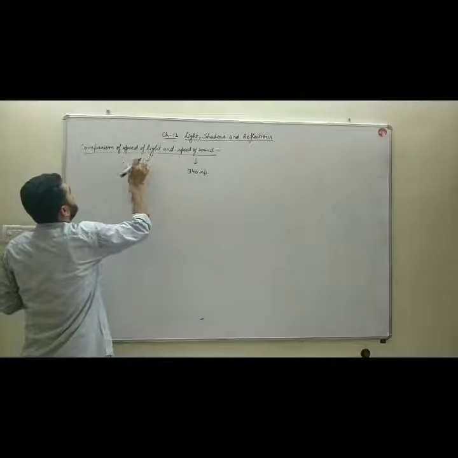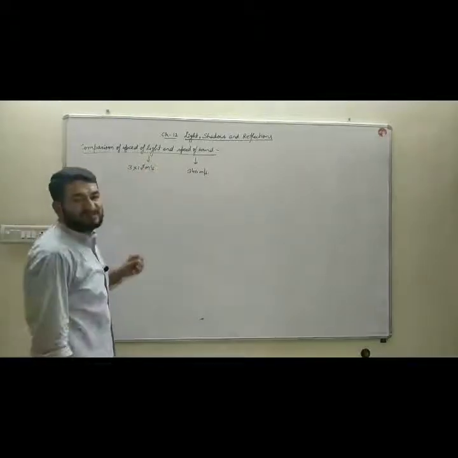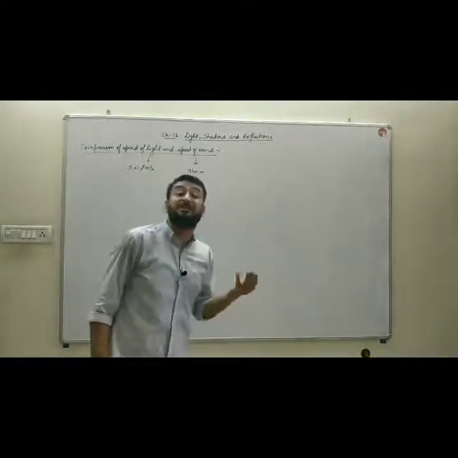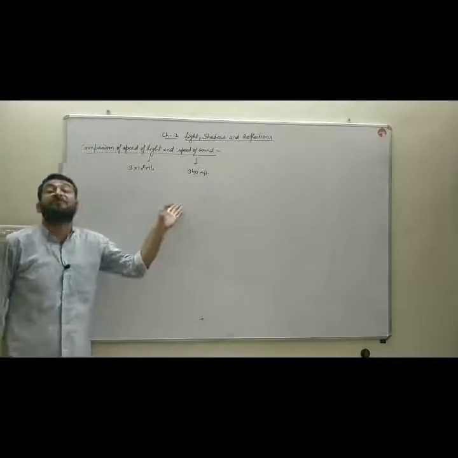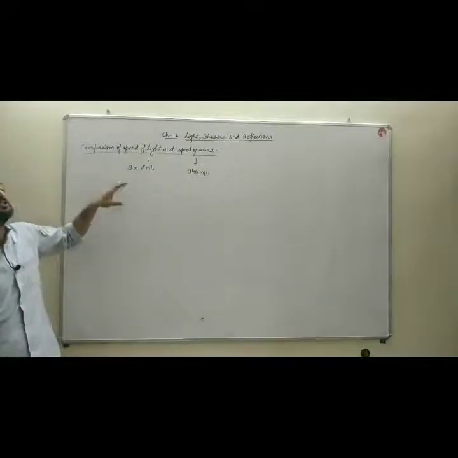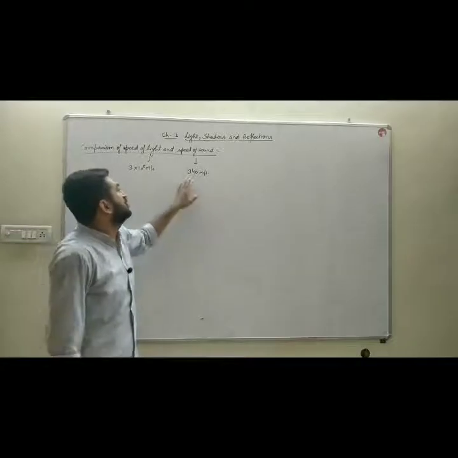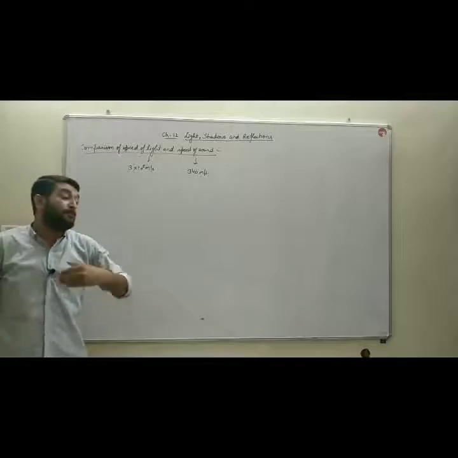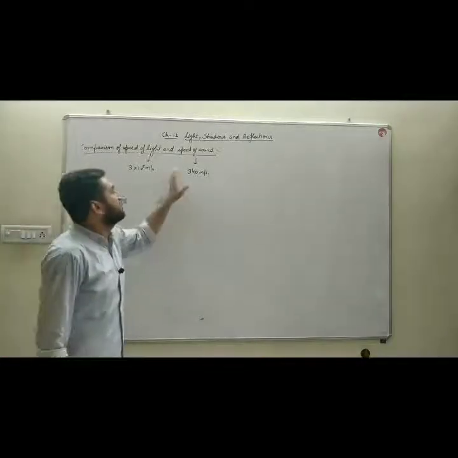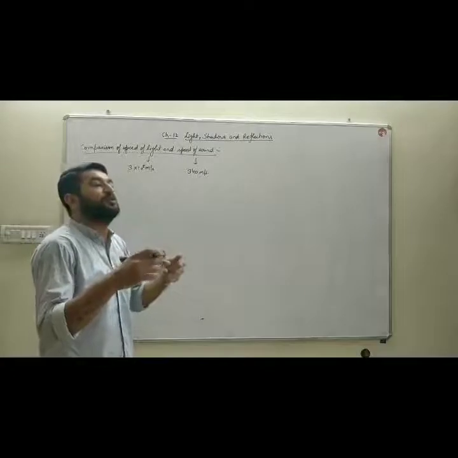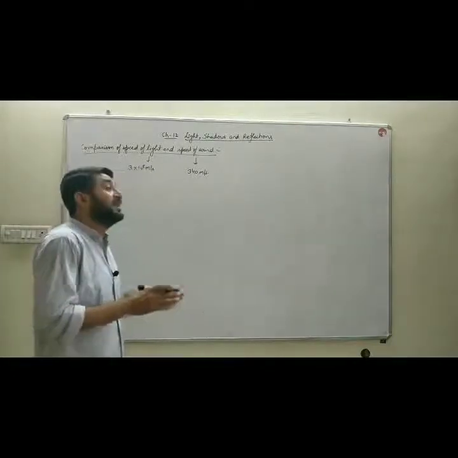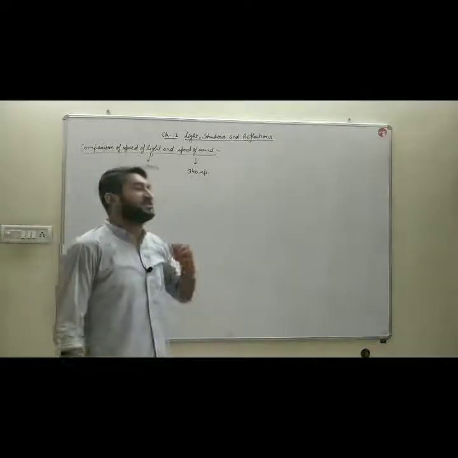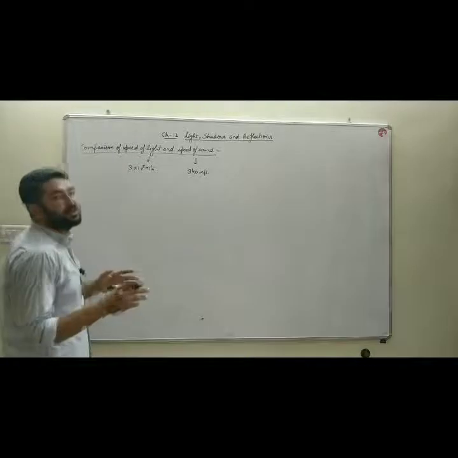Speed of light is 3 into 10 raised to the power 8 meter per second. That is approximately 30 crores meter per second. And this is 340 meter per second only. It is in crores and it is only in hundreds. So the speed of light is very much higher as compared to the speed of sound. That is why the light reaches our eyes earlier as compared to the sound which is produced at the same time. So if light comes, we see it first and then we hear the sound. That is why we see the lightning first and then hear the sound of thunder.